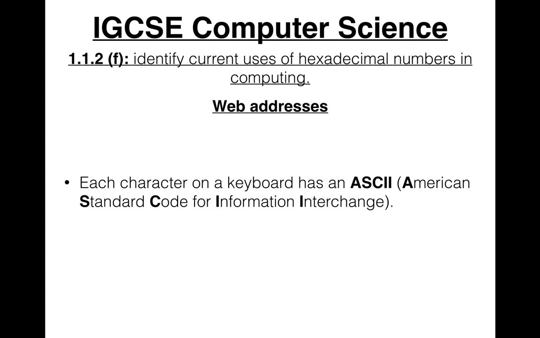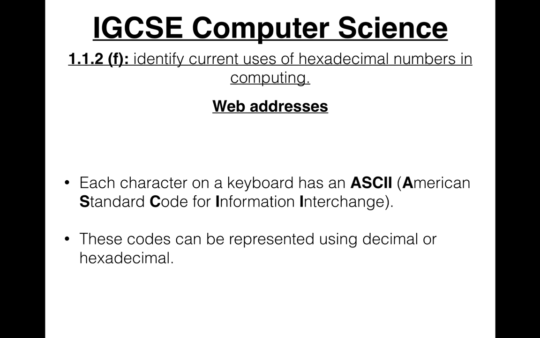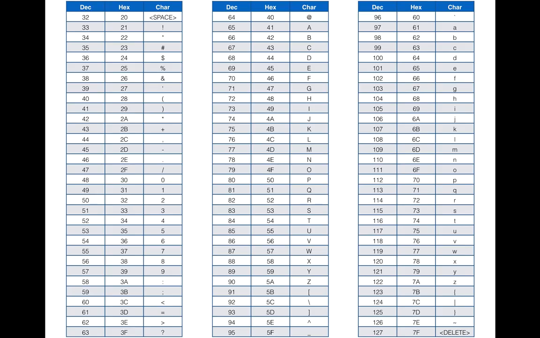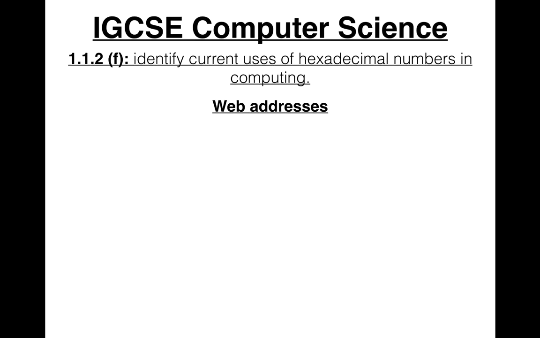Web addresses. Each character on a keyboard has an ASCII value, or an ASCII code. And these codes can be represented using decimal or hexadecimal. So here's an ASCII table. You can see all the characters and their decimal and hexadecimal values. So like capital D would be 44, and lowercase would be 64, and so on. Some of the special characters are here as well.